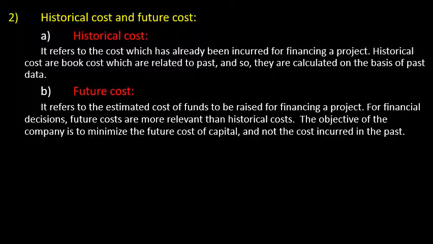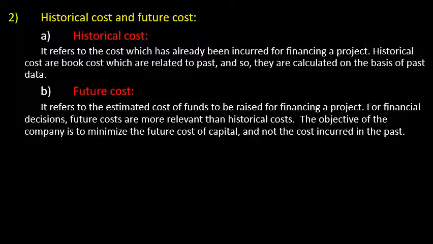Historical costs are book costs which are related to the past, and so they are calculated on the basis of past data. So historical cost is the cost related to the fund which has already been allocated or invested on a particular project. We have already started it and our process has been completed. So therefore historical costs are book costs which are related to the past, not to the present. We are not going to invest in the future.